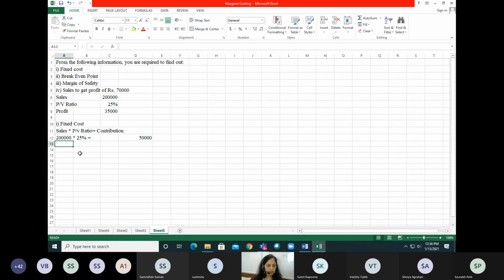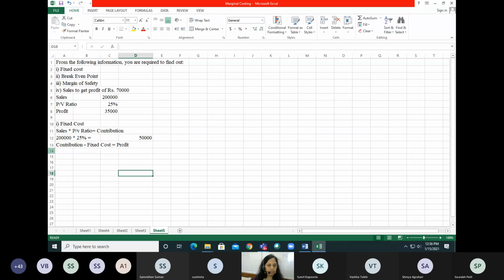How will you find out fixed cost? Contribution minus profit. Very good. So what is the actual formula? Contribution minus fixed cost is equal to profit. Now always remember, whenever two figures in the equation are available, you can always calculate the third figure. So in this question, you have calculated contribution and profit is given in the question. So you can easily calculate fixed cost.